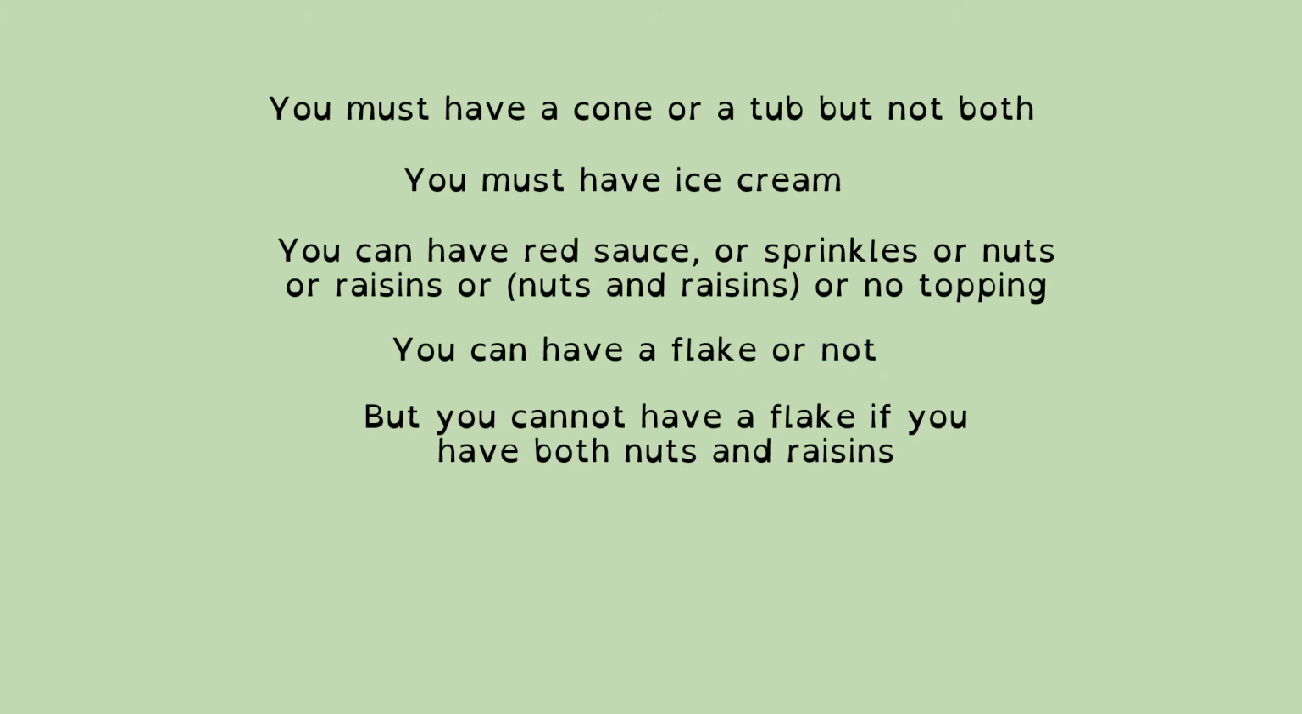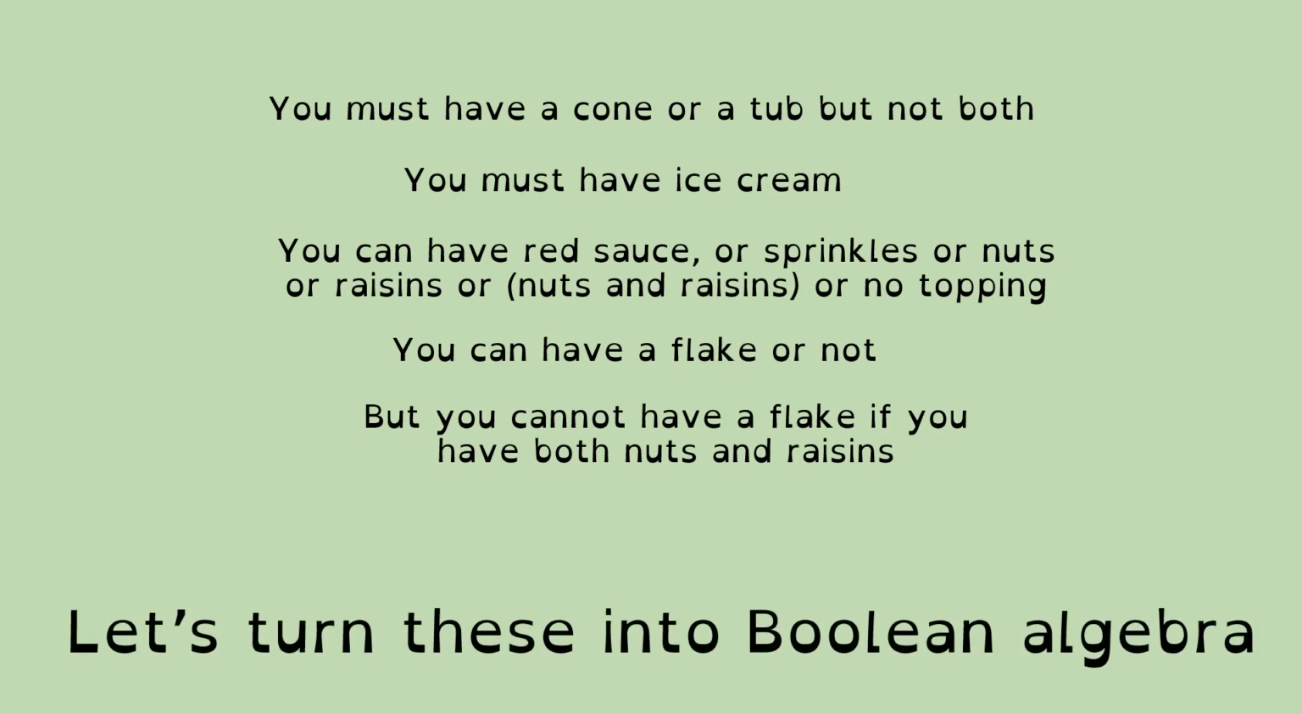So what we're going to do is turn these statements into much more Boolean-friendly terms, so turn them into Boolean algebra. Let's take them one at a time. So the top one, you can have a cone or a tub, and you cannot have a cone and a tub. So I'm looking forwards a little bit here to the fact that once we've finished turning these conditions into Boolean statements, we're going to be combining them together with and.